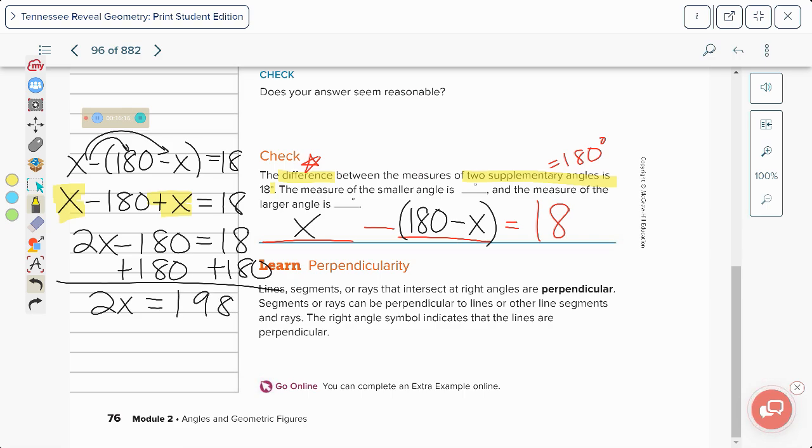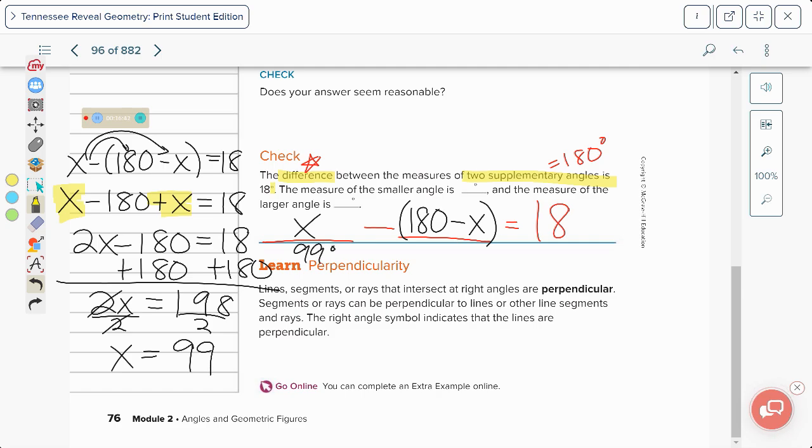And so now I'm down to 2x equals 198. I'm going to divide by 2 on both sides to cancel that out. And so x is equal to 99. That represents one of the angles that we need, because one of those angles is just x. So we know one of them is 99 degrees.